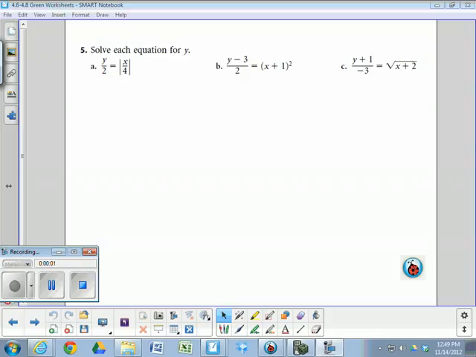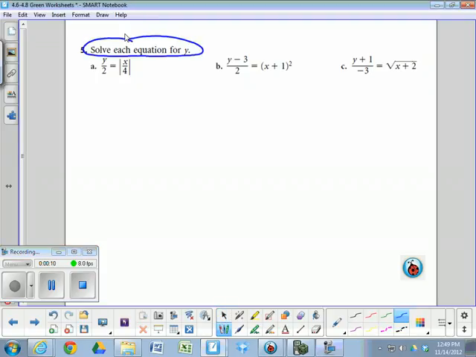So this video is on the 4.6 Green Worksheet number 5. We're going to work through getting y by itself. That's what they mean by solving each equation for y. Now in the first one, we have y being divided by 2 equaling the absolute value of x over 4.